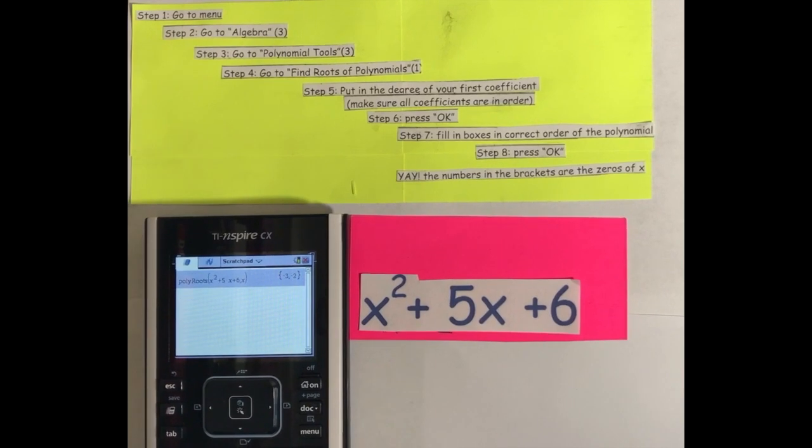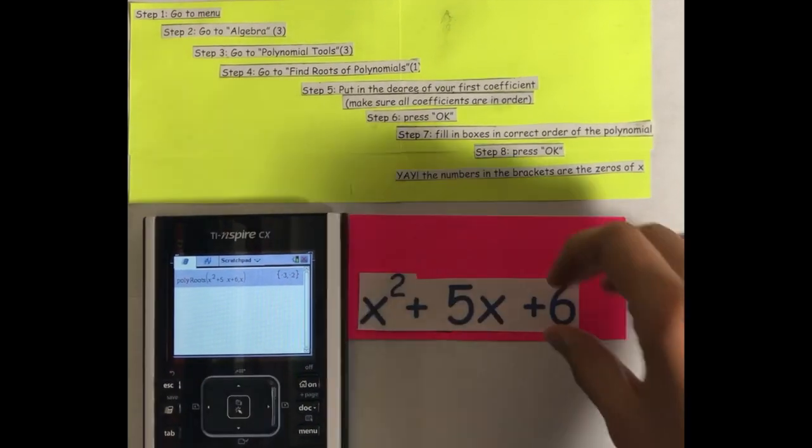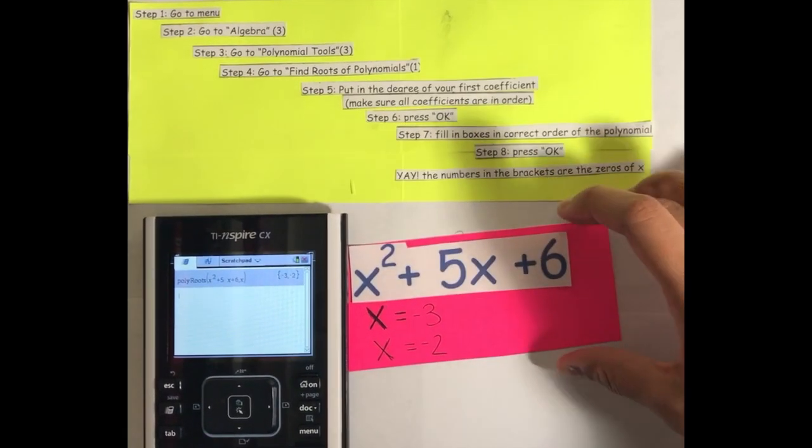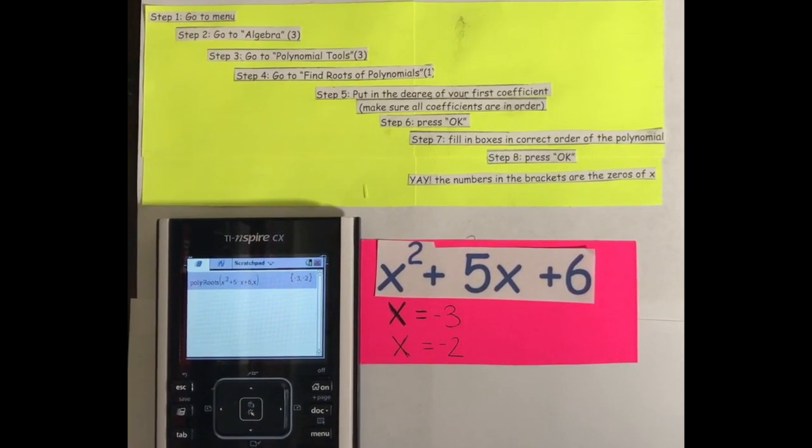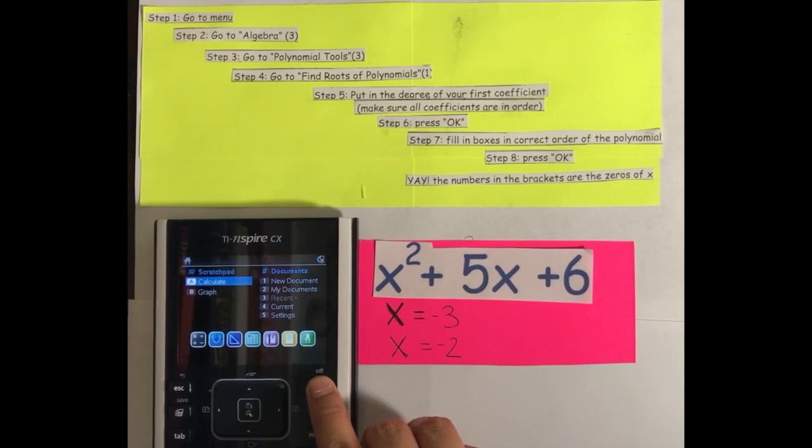The numbers in the parentheses are the zeros of x, which would be x equals -3 and x equals -2. We can check this by graphing it out.